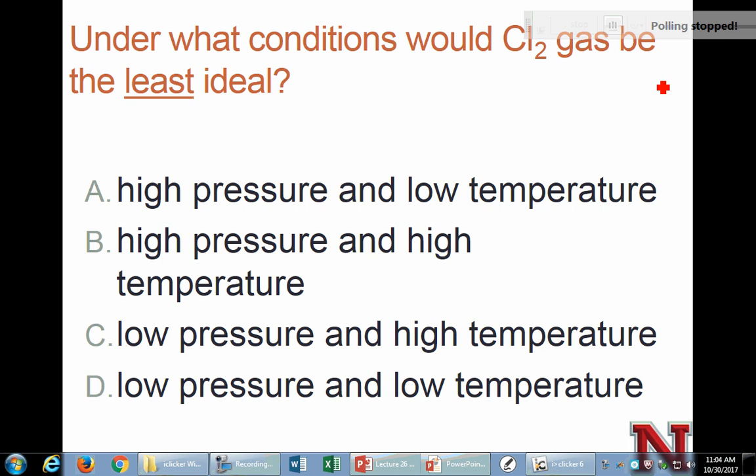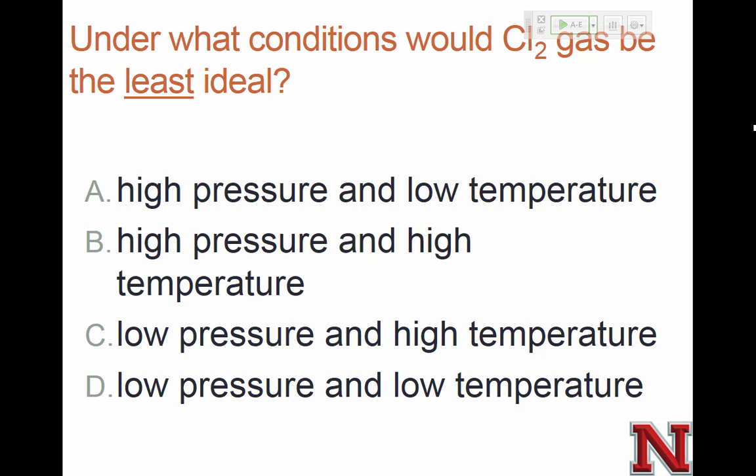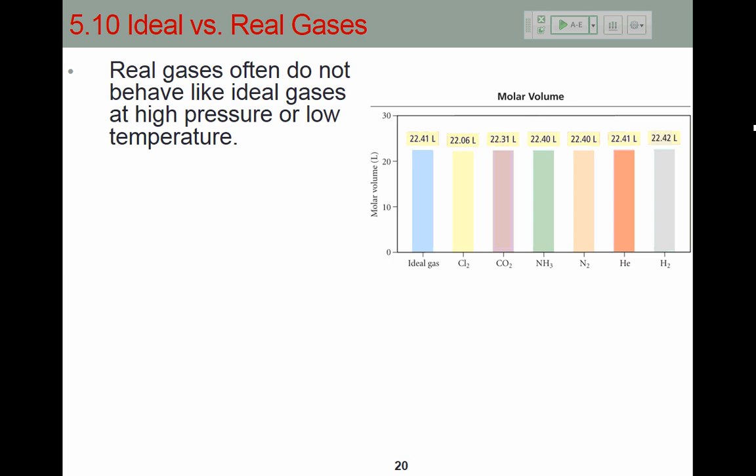So we've been talking about pretty ideal conditions. Of course, our most ideal conditions is our standard temperature and pressure. But most of what we're doing in the lab is going to be pretty ideal. But what happens in extreme conditions? Real gases often might not behave like ideal gases, especially at extreme conditions of high pressure or low temperature. And those are going to affect how the gas typically behaves.